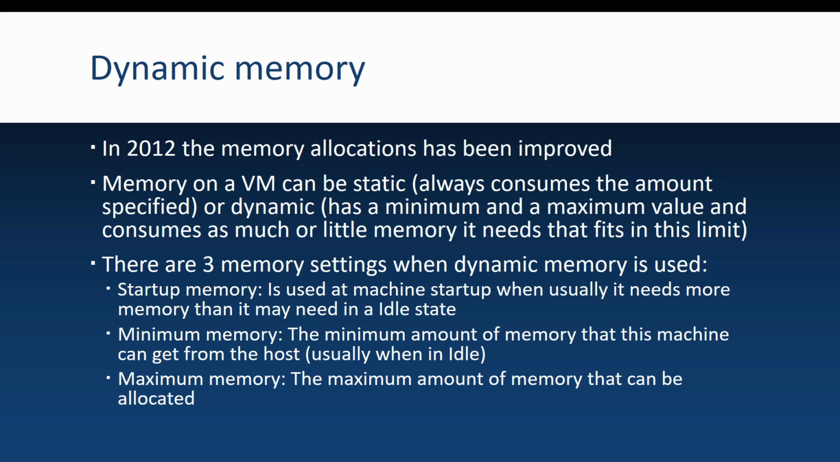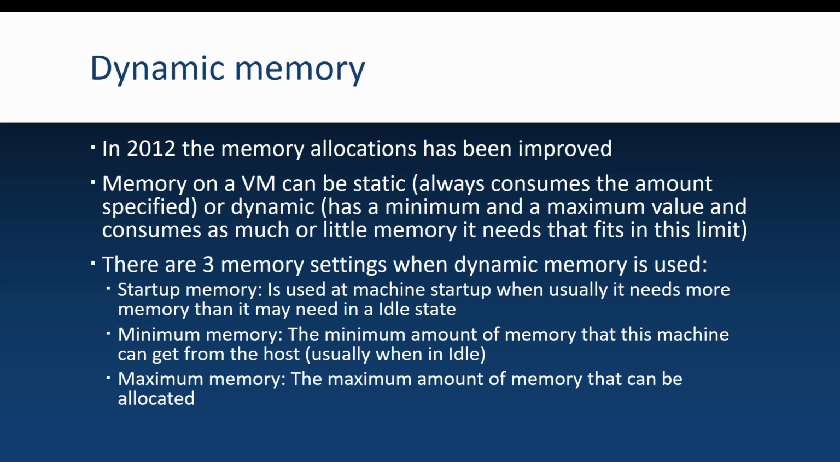And with this in mind, there are three memory settings to take into consideration when talking about dynamic memory. First is the startup memory. This amount of RAM is used when the machine first starts up, and it usually needs a little more memory than it would need, for example, in the idle state, because usually at startup all computers need a burst of resources, a little more resources than they would need when they are not doing too many things.